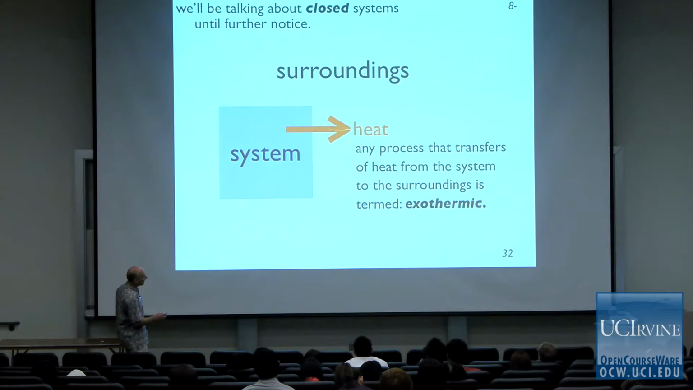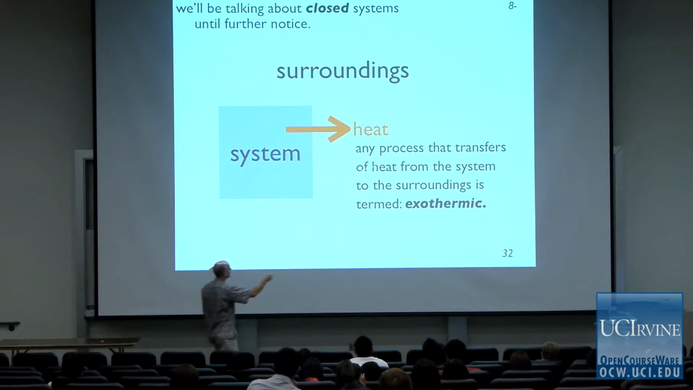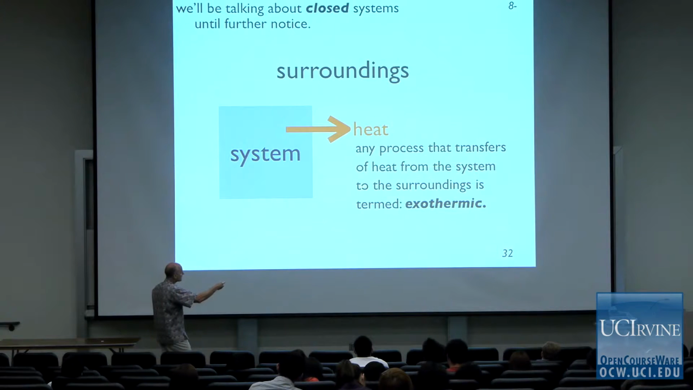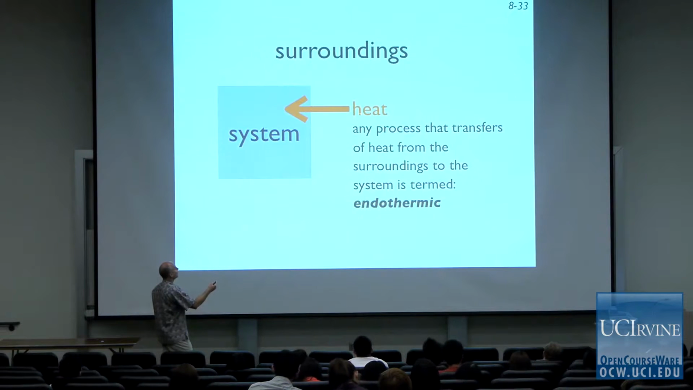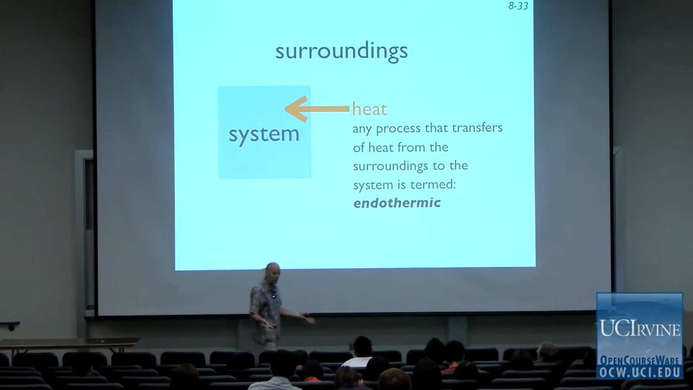If heat flows out of the system, so one of the most confusing things is the sign convention. We have to pay careful attention to it. If heat flows out of the system, any process that transfers heat from the system to the surroundings is exothermic. If heat flows into the system, in other words, the total heat of the system gets higher as a function of that process, it's an endothermic process. Exothermic, endothermic. All right, more thermodynamic jargon.